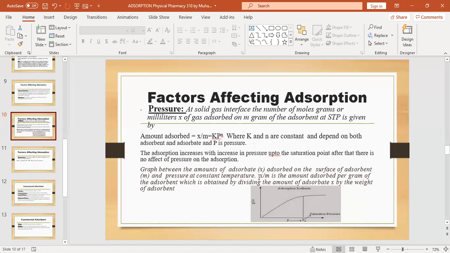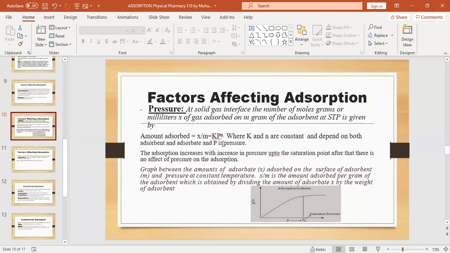We take this factor on the y-axis, as you can see in the graph. With increase in pressure, the adsorption increases up to the saturation point. After that, there is no effect of pressure on the adsorption. x/m = kp^n, where k and n are constants and depend on both the nature of adsorbent and adsorbate.